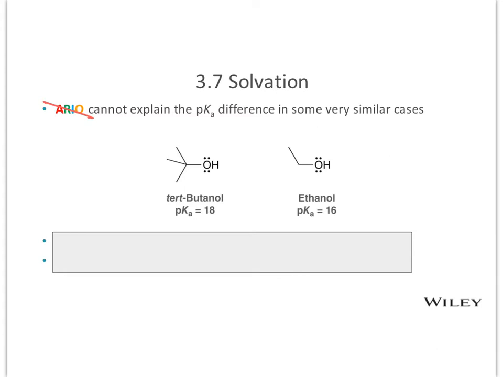So not a huge difference, but of course, pKa is a log scale, so the ethanol is really 100 times more acidic than the tertiary butanol. What might account for the difference here?